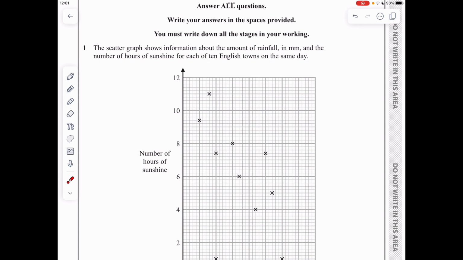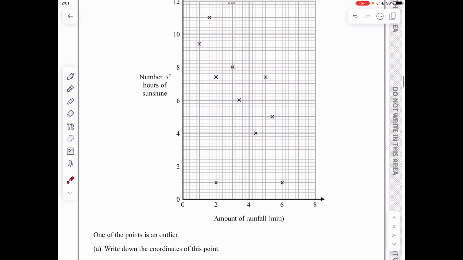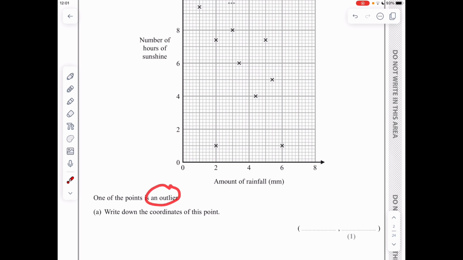In question 1, we've got the scatter graph showing information about the amount of rainfall in millimeters and the number of hours of sunshine for each of 10 English towns on the same day. And we are told that one of the points is an outlier. We need to write down the coordinates of this point.